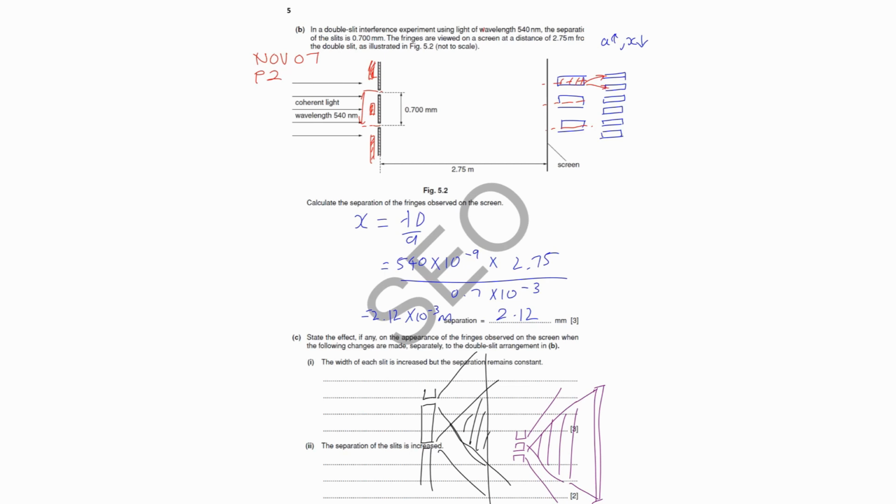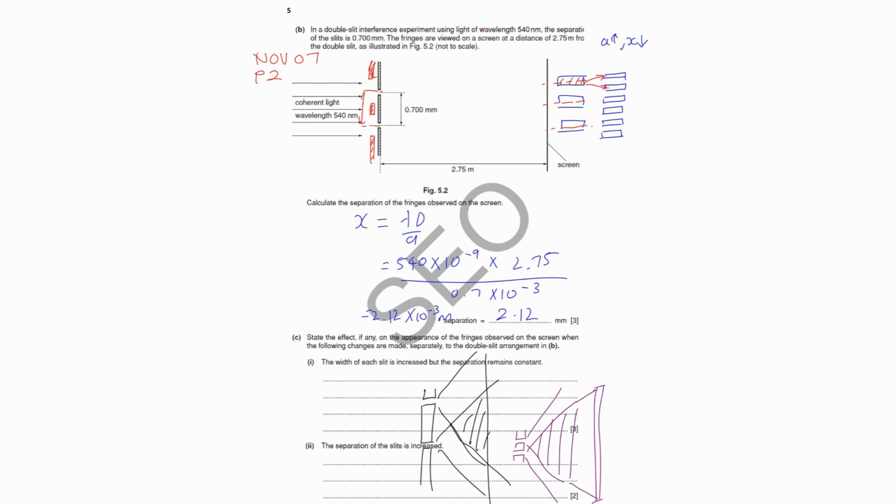Now, if you imagine the dark fringe being formed when a peak from this slit meets the trough from this slit. Since we already said the light coming here is brighter, it's a bigger amplitude than before. Maybe before there was small amplitude, now it's a bigger amplitude. Similarly, from this slit initially was small amplitude, now it's bigger amplitude.